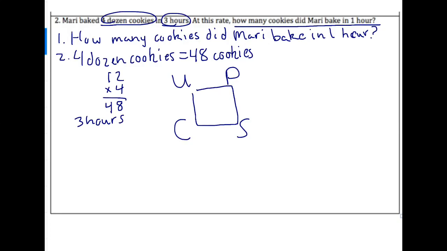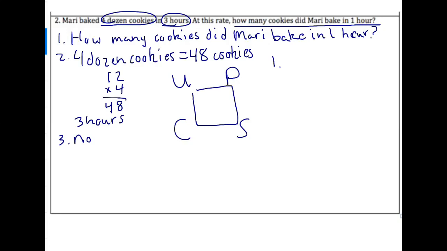And then number 3 of the understand section, is there any information given that you will not use? I'm going to say no, I think I'll use it all. So all the information I'm going to use. So plan, let's plan it out. What strategies or strategy are you going to use?